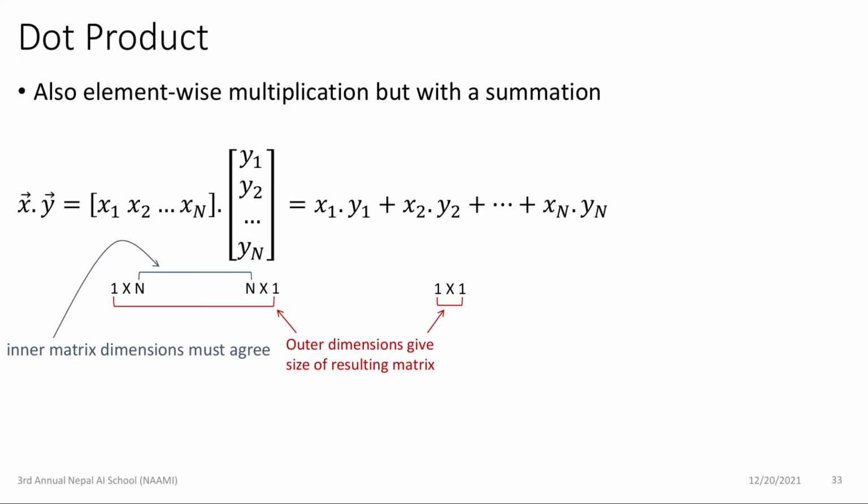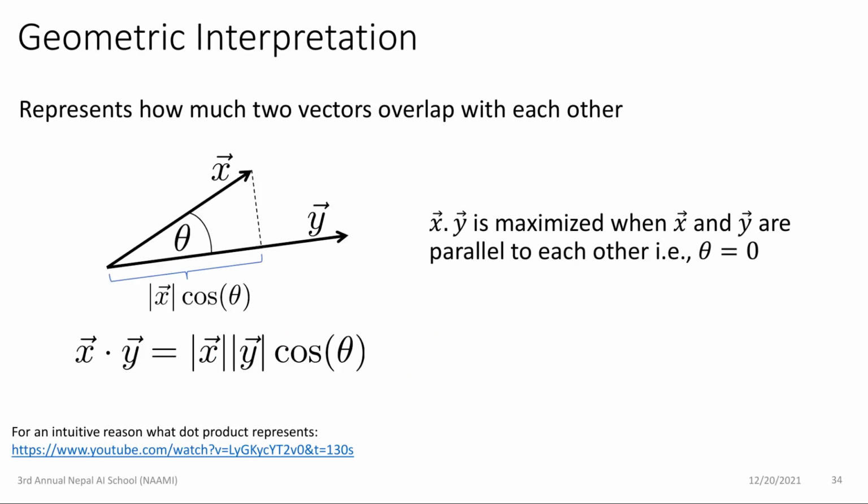The geometric interpretation that we're all mostly familiar with is simply how much these two vectors overlap with each other. This is a very interesting way of looking at it. For example, in my grade 9, 10 mathematics class, we used this to find the angle between two vectors. We would say cos theta equals the dot product of x and y divided by the magnitudes of x and y. Another way of saying that is that the dot product of x and y is maximized when x and y are parallel to each other. If x and y are pointing in the same direction, you get the largest possible value, the product of their magnitudes.